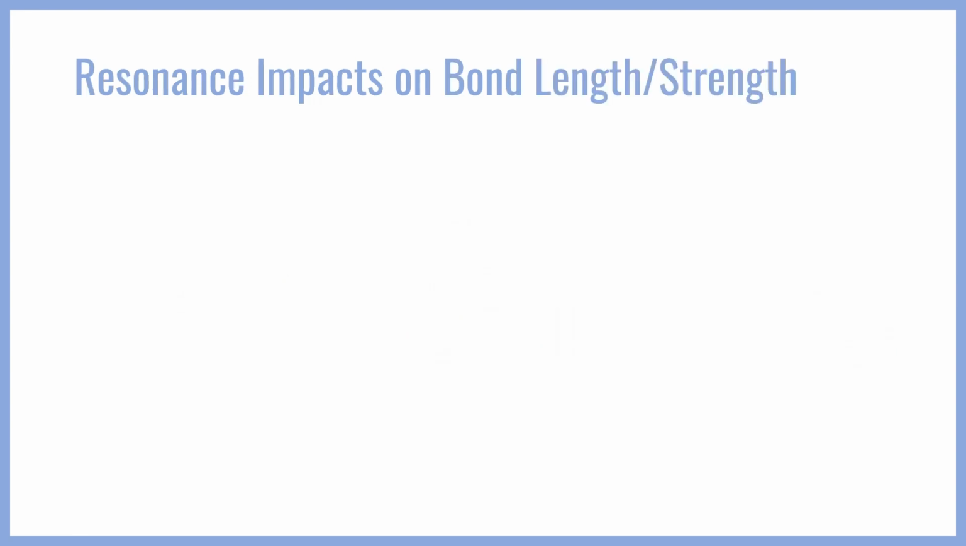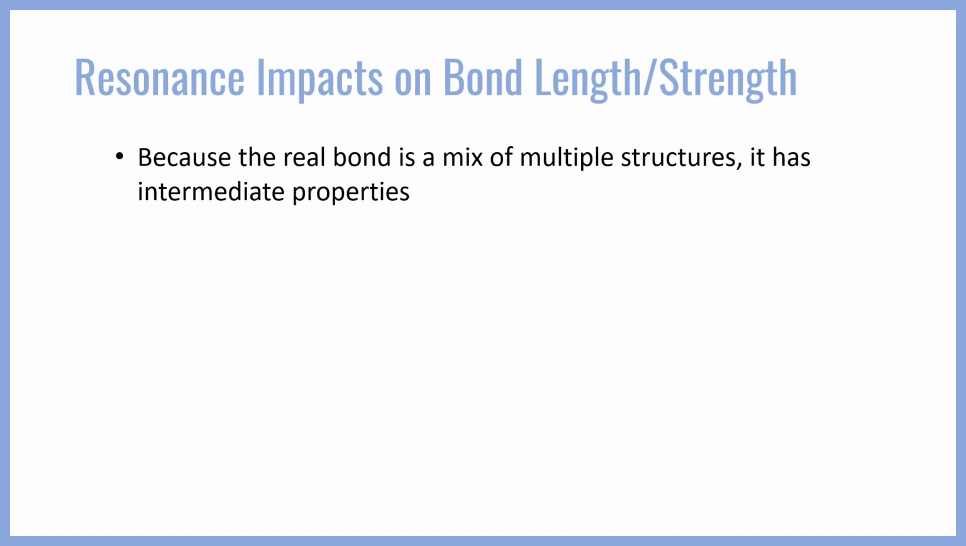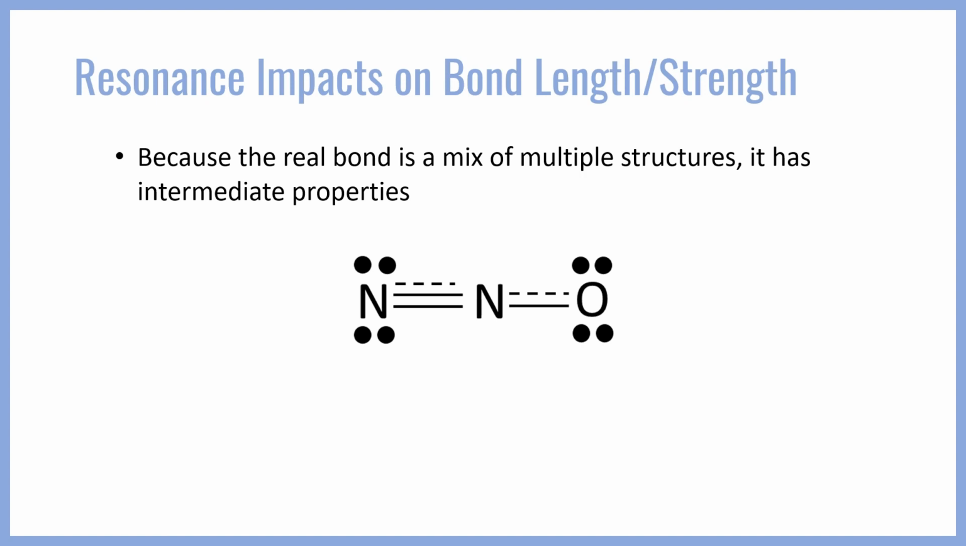So how does resonance impact the characteristics of those chemical bonds? I mean, are they the same as a normal double or triple bond, or are they going to be different? Well, it turns out that because the real bonds are a superposition or a mix of multiple structures, it's going to have intermediate properties between that of the individual resonance structures. So for example, if we look at N2O, we said that it's going to have sort of like an N to N 2.5 bond and an N to O 1.5 bond, right?